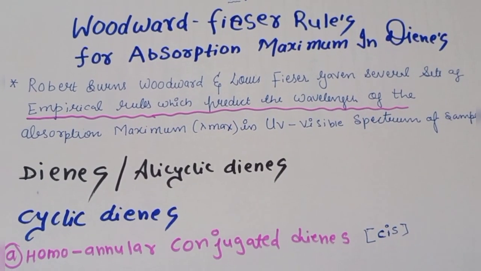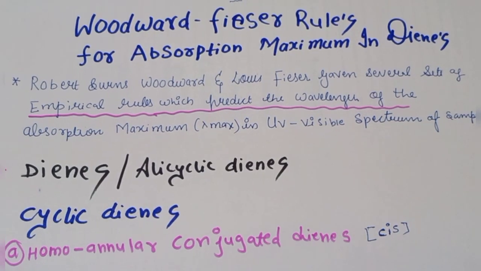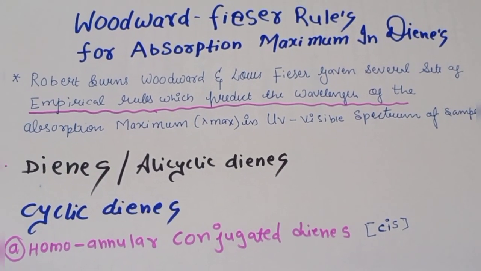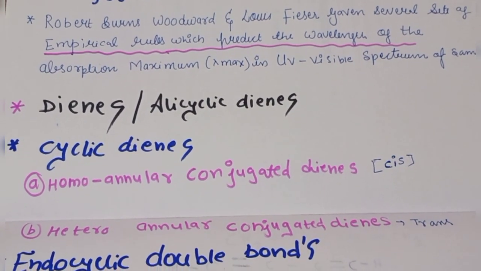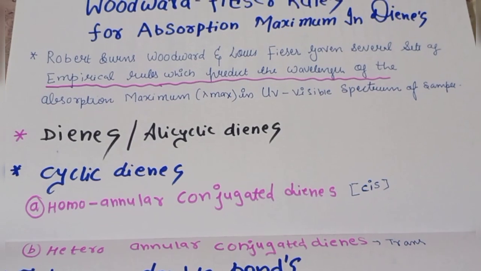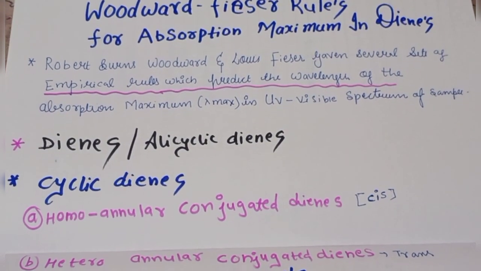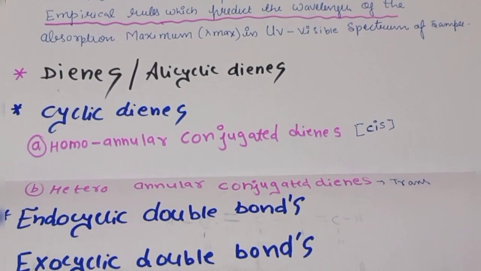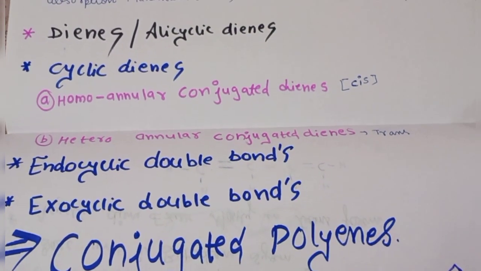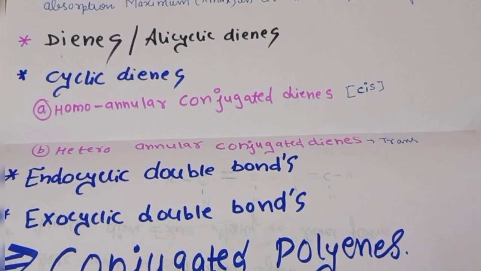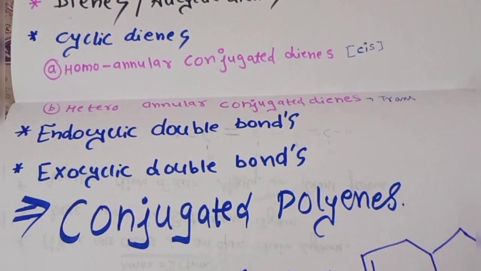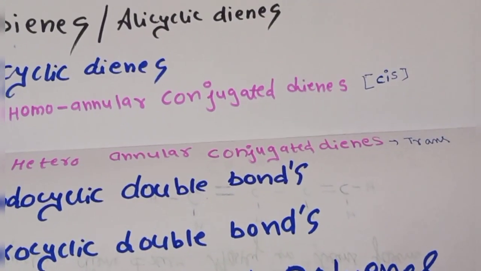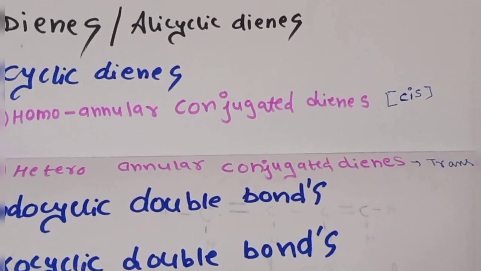In my previous video, I explained the details of the Woodward-Fieser rules for the absorption maximum in dienes. So today I will just take some numericals in this video. Please do watch the previous video on the Woodward-Fieser rules before seeing this video. We have covered these points: dienes, cyclic dienes, homoannular conjugated dienes, endocyclic double bonds, exocyclic double bonds, and conjugated polyenes. Today I will discuss the numericals for the calculation of the lambda max value.